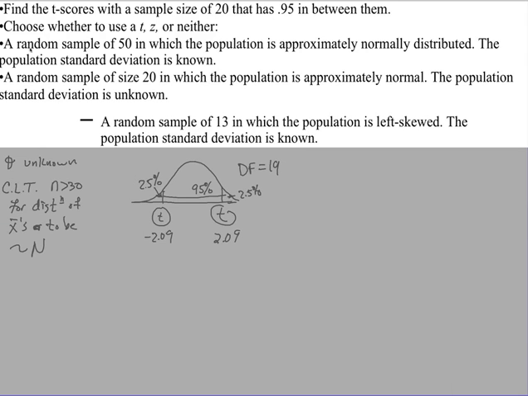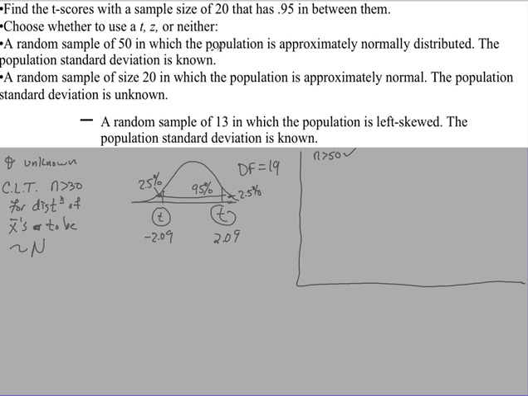Okay, so now let's say this. Choose whether to use a Z, T, or neither. I'm doing the second portion. You have to be good at this. This is going to be on there. If you take 50 people, so automatically n is greater than 50. Okay, so this is a good thing.